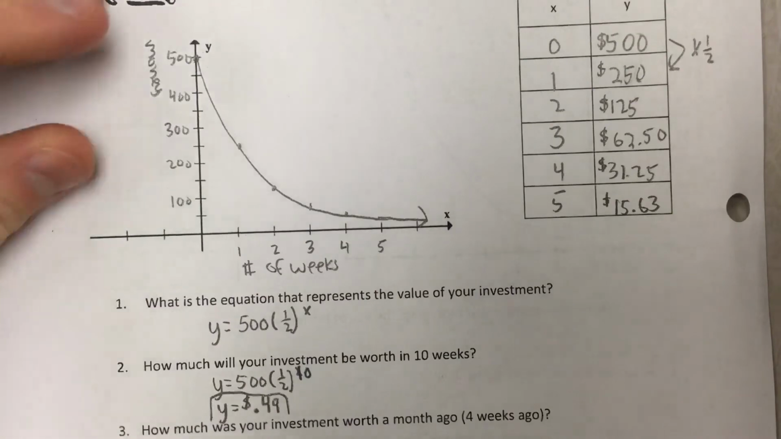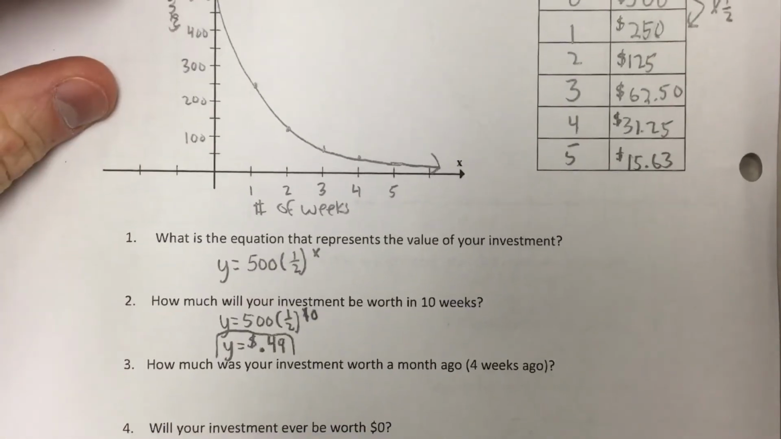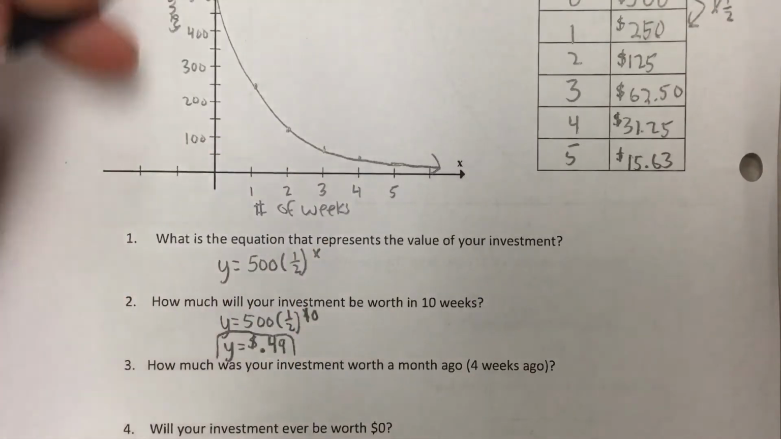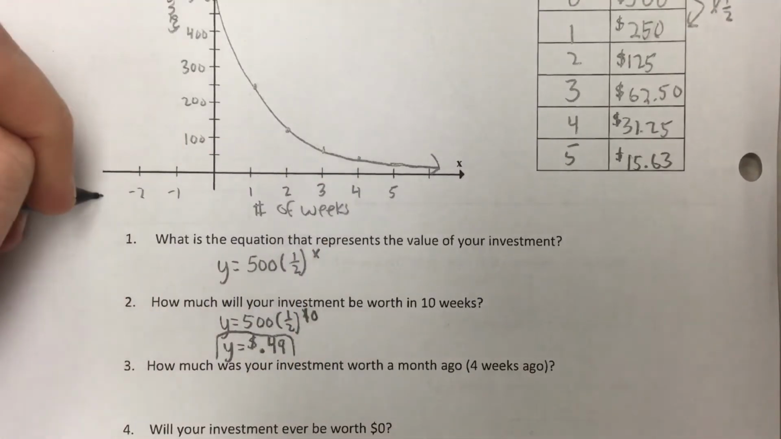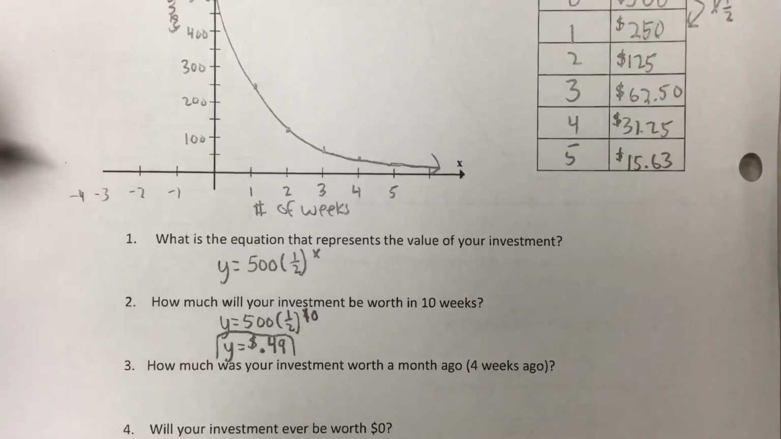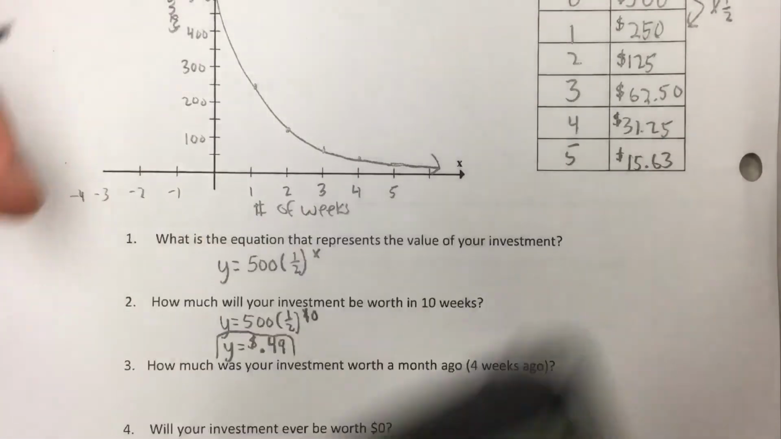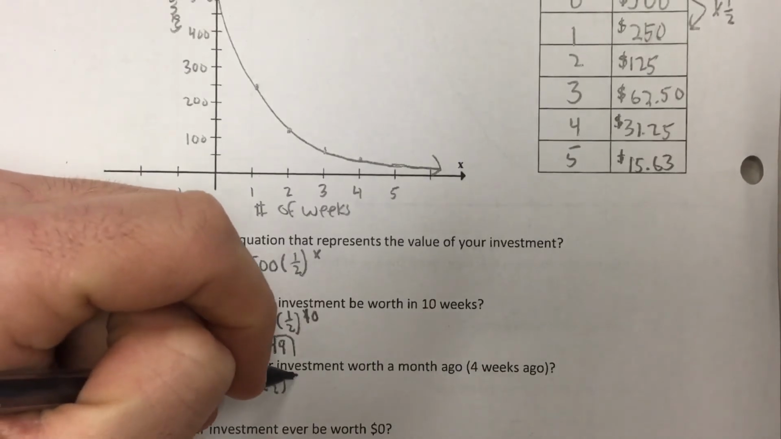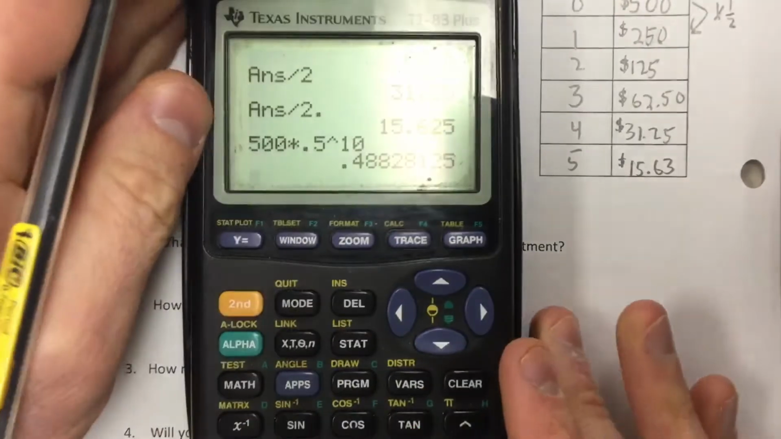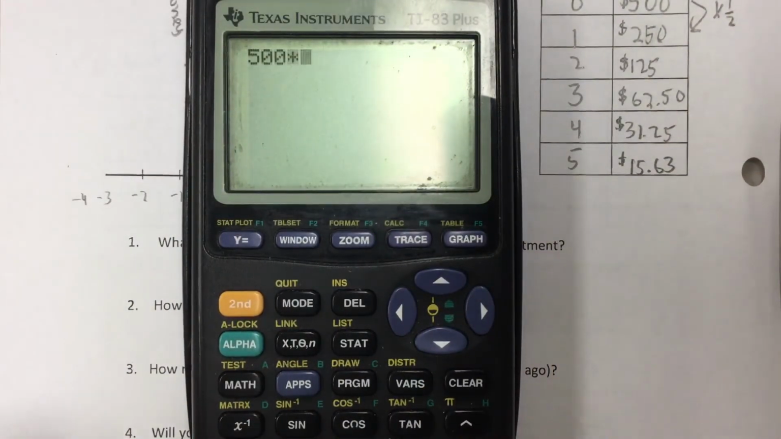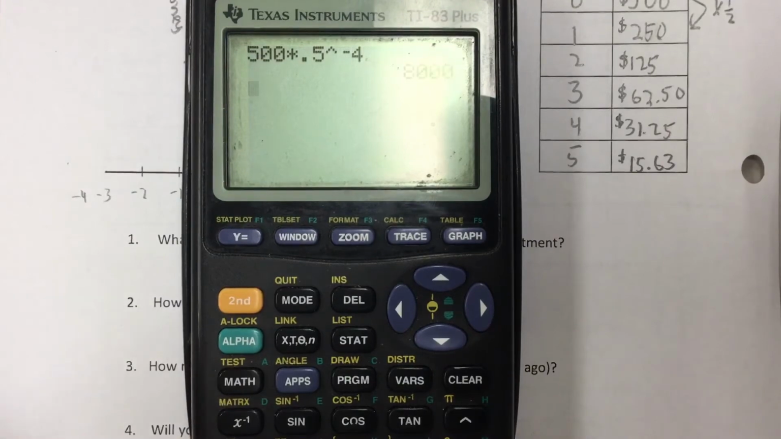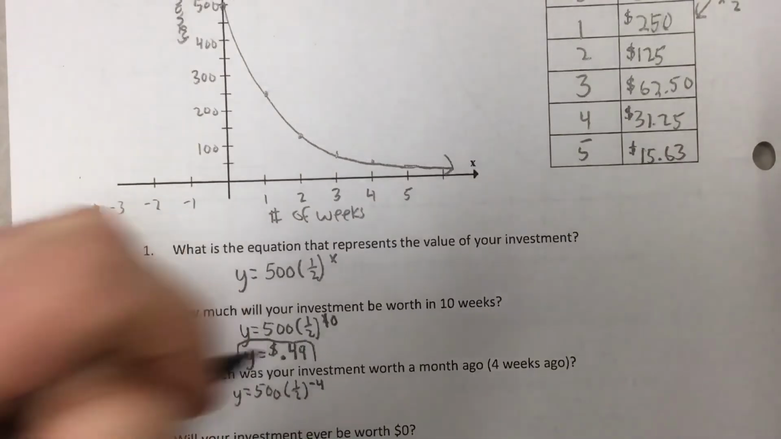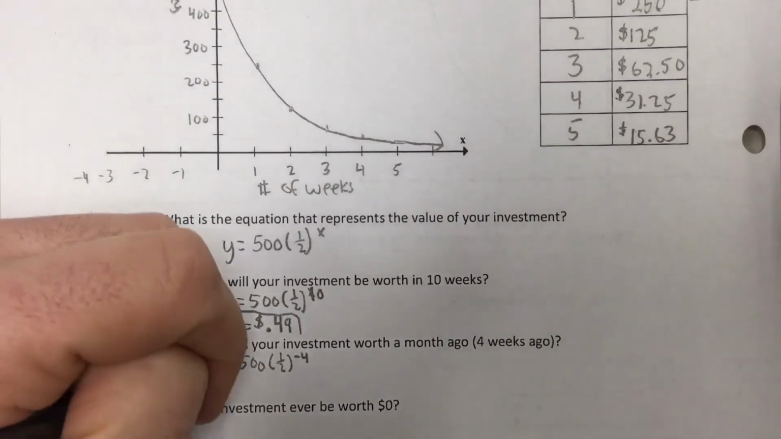What was your investment a month ago, which is 4 weeks? So again, this is going in the future. In the past, I'd have to go back 4 weeks. So I'd be plugging in a -4 for the x. So I'd be doing y equals 500 times 1/2 to the -4th. 8,000 is what we got. $8,000. Woo! $8,000 down to 49 cents. Terrible investment.